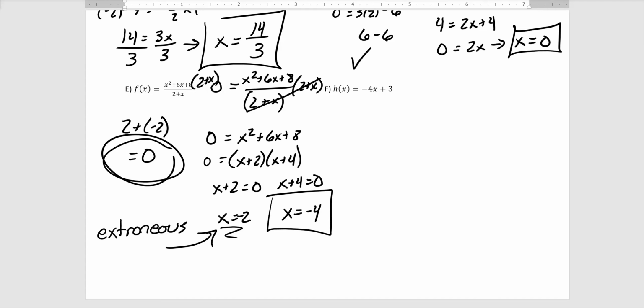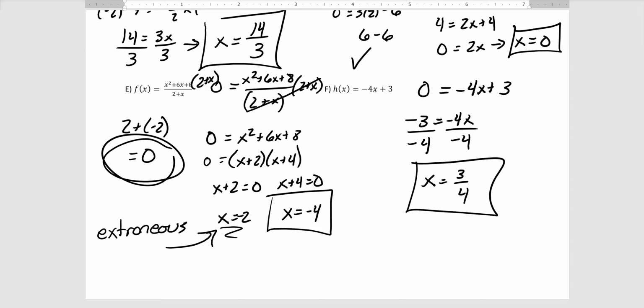All right, last one, letter F. h of x equals negative 4x plus 3. Set it equal to 0. Negative 4x plus 3. Subtract 3 over. I'll have negative 3 equals negative 4x, and I can divide by negative 4. I find that x equals 3 over 4.